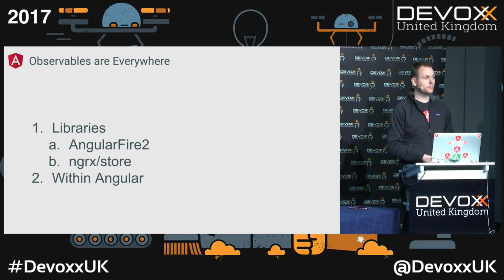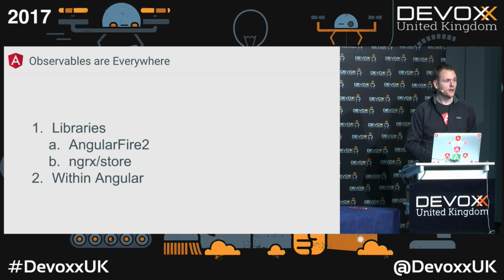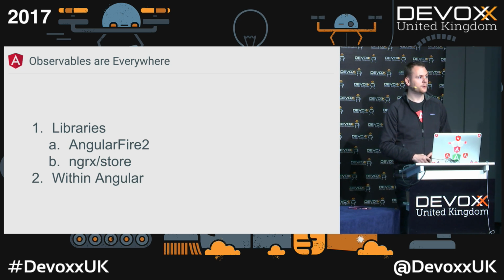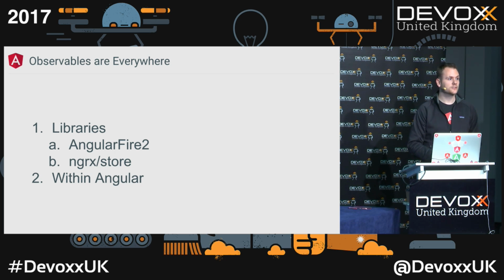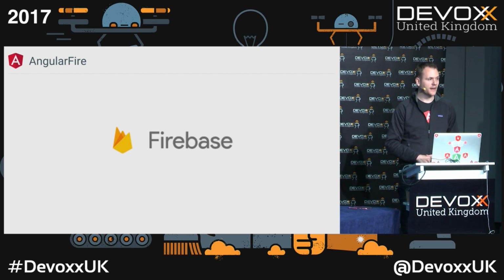You're going to find observables pretty much everywhere as an Angular developer. You're going to see this in many libraries. I'll look at AngularFire 2, and I'll also look at NgRx store, which is a Redux-style pattern that we've got. And then we also see these things within Angular. So let's start talking about AngularFire 2.